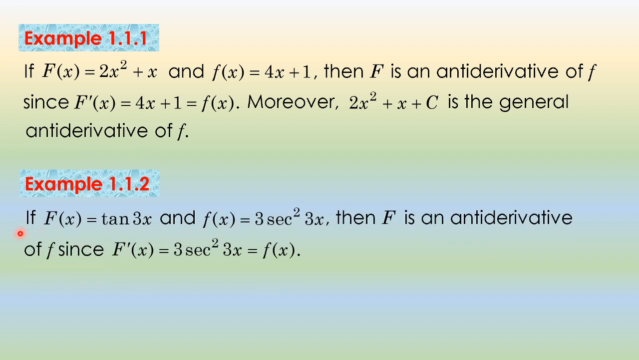Another one. If big F of x is equal to tangent 3x and small f of x is equal to 3 secant squared 3x, then big F is an antiderivative of small f, since the derivative of big F of x is equal to 3 secant squared 3x, which is also the small f of x.